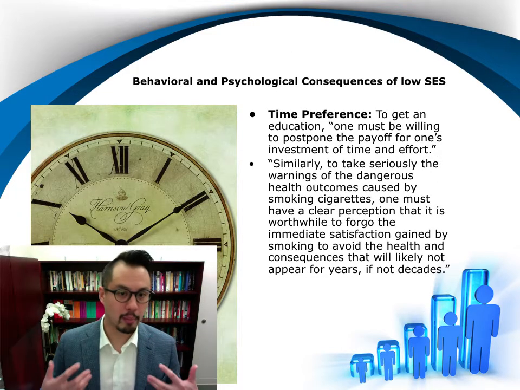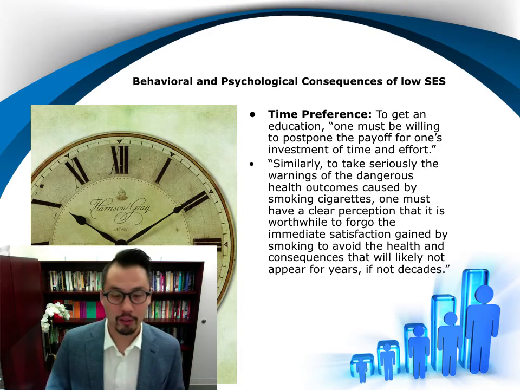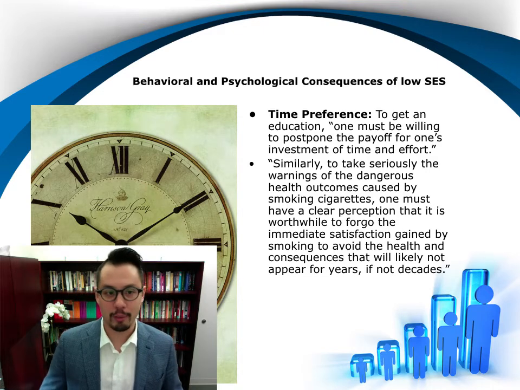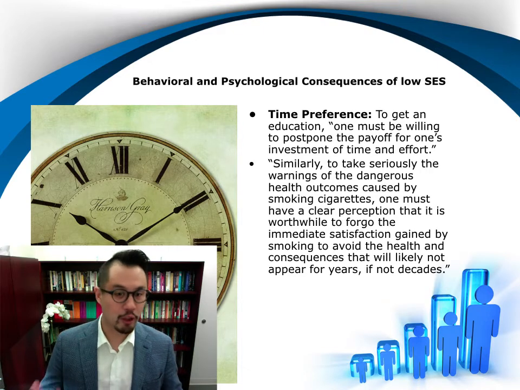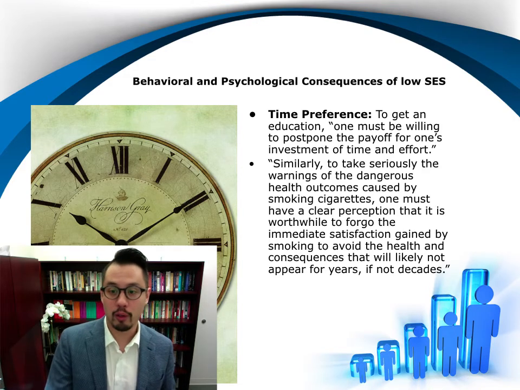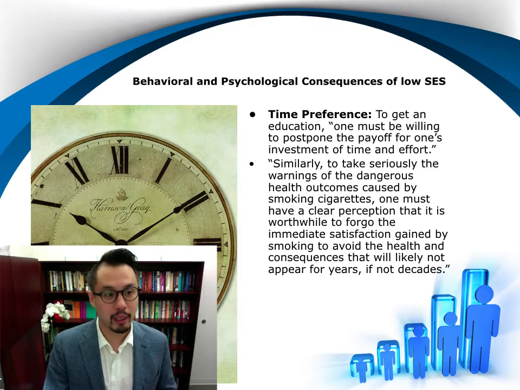So let's take a look at the behavior and psychological consequences of low socioeconomic status. And one important concept to take note of is this idea of time preference. So to take education as an example, in order to get an education, one must be willing to postpone the payoff for one's investment of time and effort, right? You have to postpone doing something that you would like to do that would give you some economic benefit, like taking a full-time job.